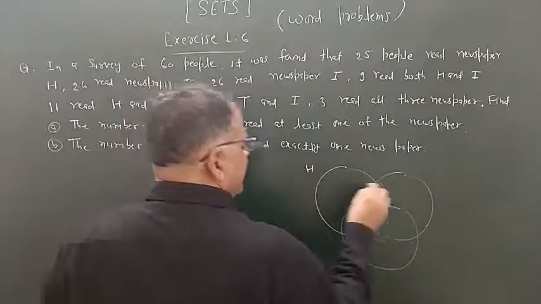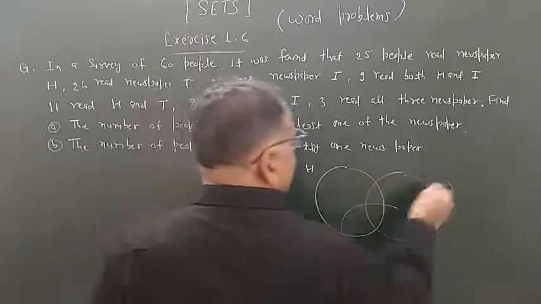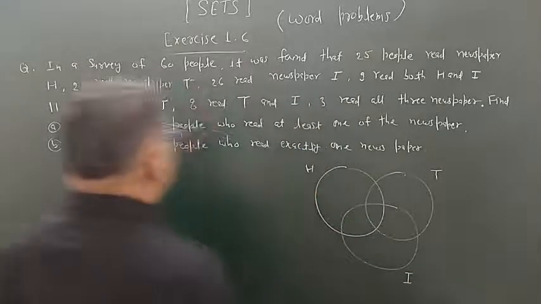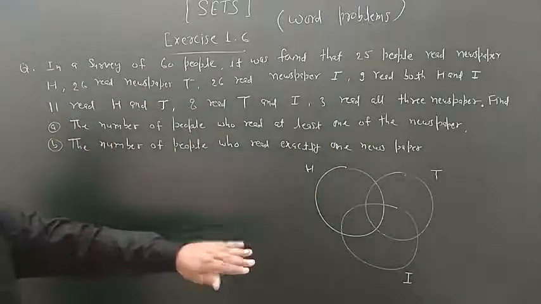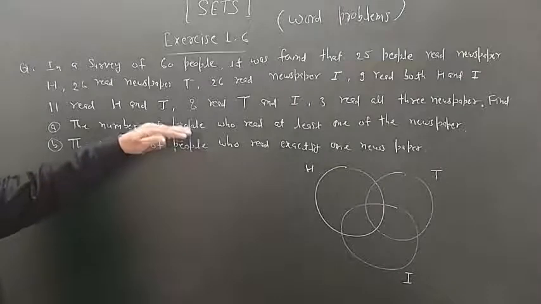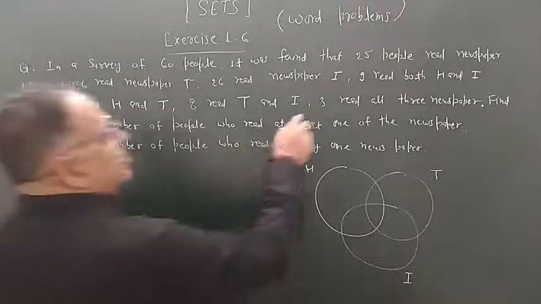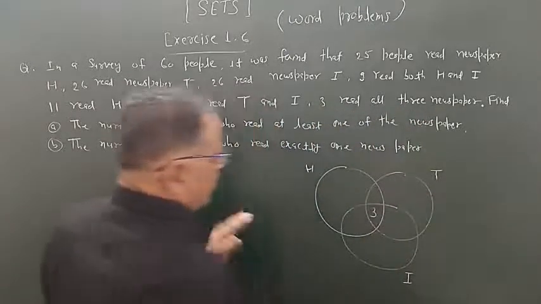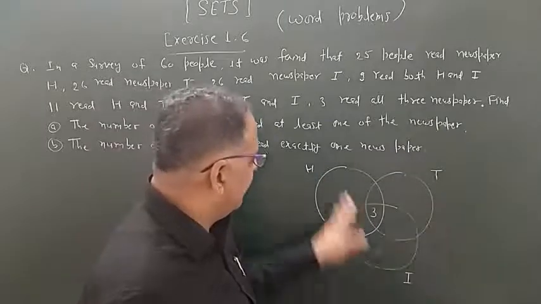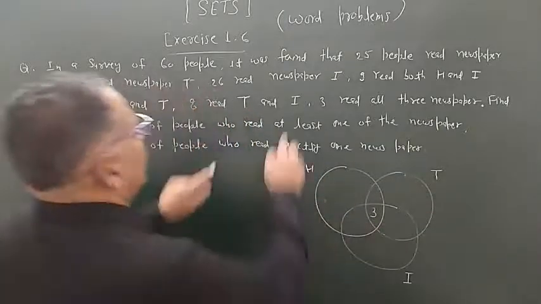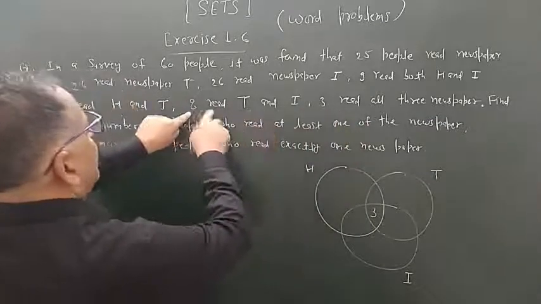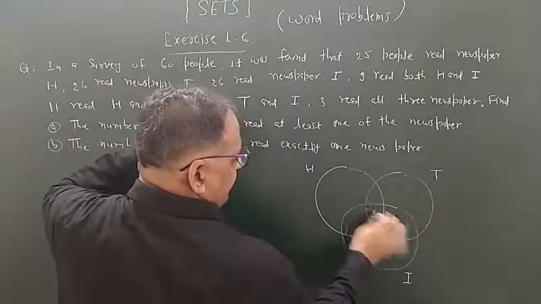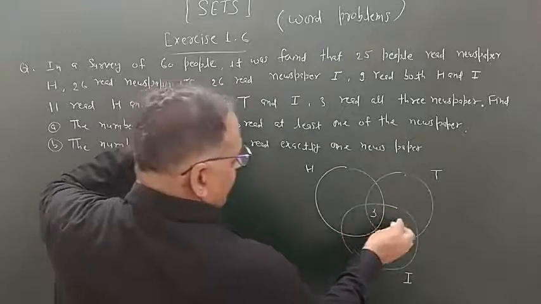This is H, the group of people who read H, the group of people who read newspaper T, and this is I. And when we use the Venn diagram method, we go from the last given value. The last given value was 3 read all 3 newspapers. This is the common area in H, T and I, all the 3. Now we go back. 8 read T and I. So this is the common area. Here 3 is already taken, so we have only 5 there.